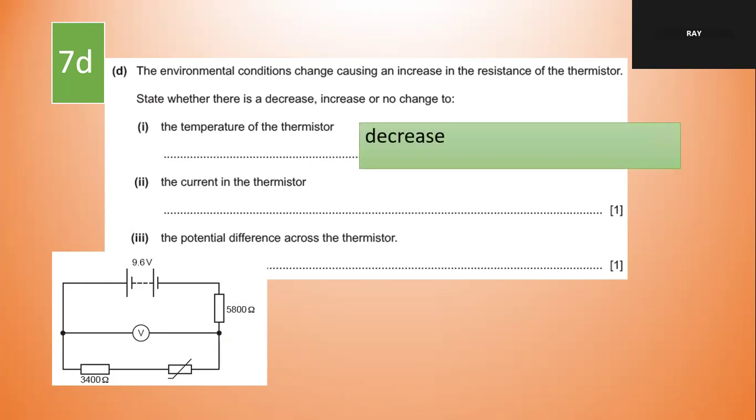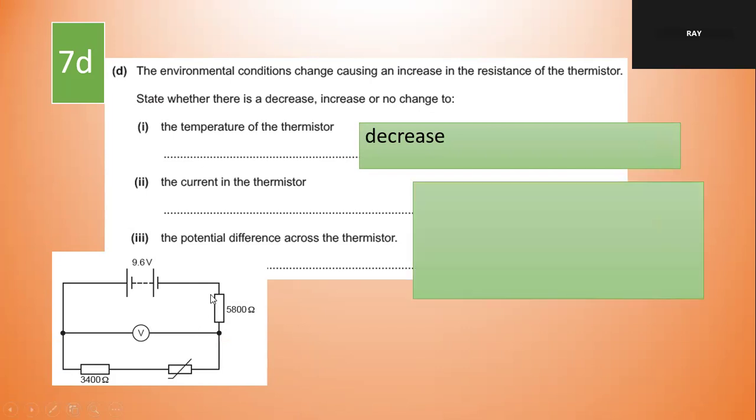Current in the thermistor. Decrease, because total resistance increase. So current decrease. Potential difference across the thermistor. Increase. It is sharing. Higher resistance, higher potential difference. Okay.